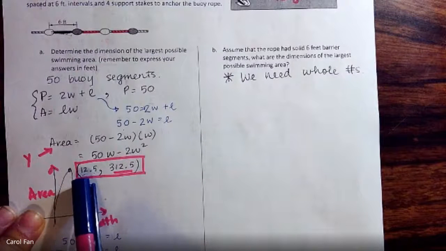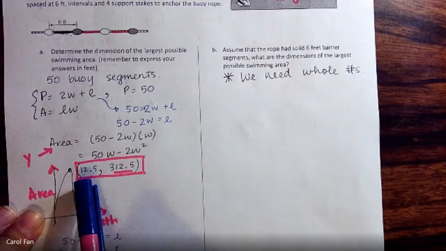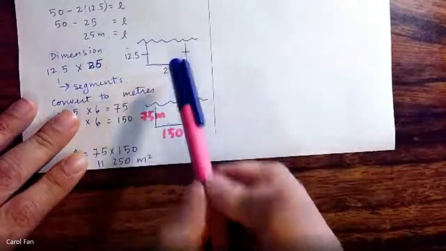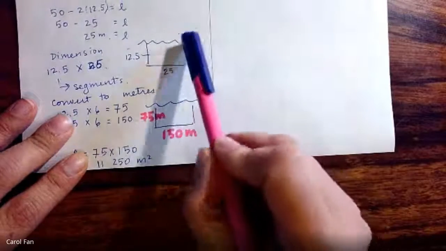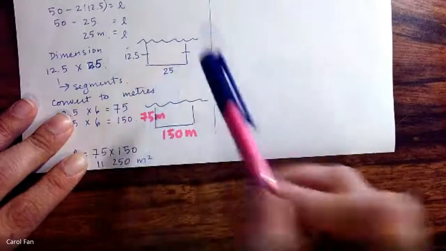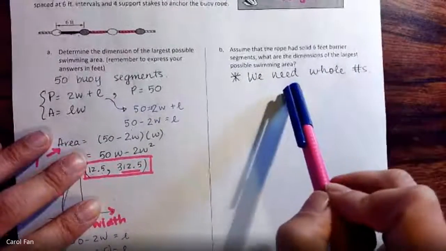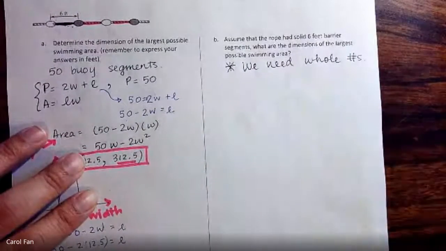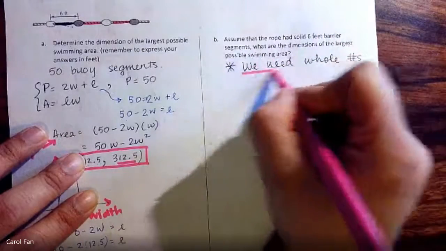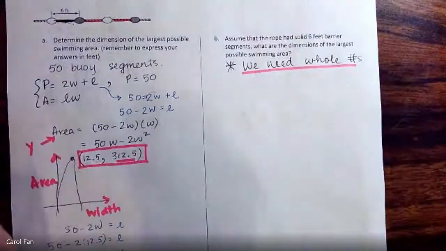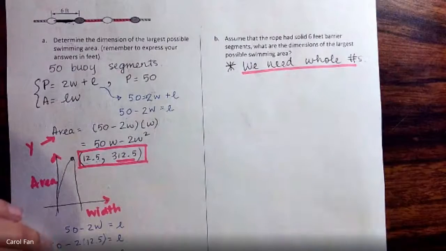So at 12.5 segments, we bent it to create our swimming area. So here we have 12.5 by 25, and up here is another 12.5 segments. Now, in this question, we can't have segments that are in half because they're solid. So we're going to need to use whole numbers.